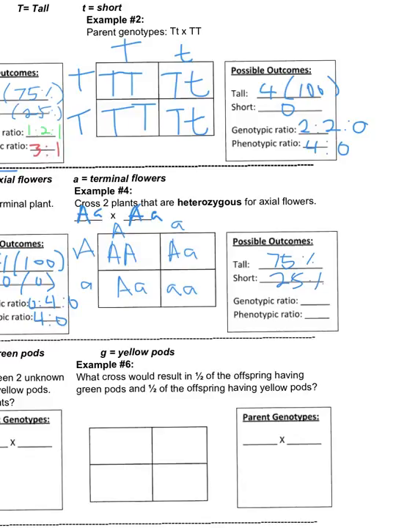So genotypic ratio. How many do we have that's showing up homozygous dominant? 1. How many do we have heterozygotes? 2. Homozygous recessive? 1. So that's 1 to 2 to 1. Lastly, our phenotypic ratio is how many show up with the dominant appearance? That would be these 3 with capital A's, 3 to 1. 1 shows up with the recessive appearance. 3 to 1.